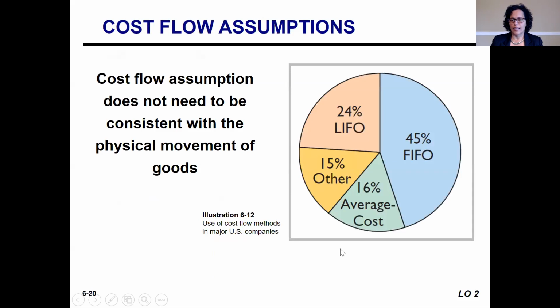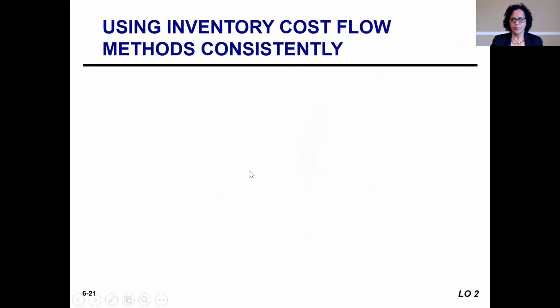Okay, so if you look at a recent survey, 45% of the companies in the US use FIFO, 24% use LIFO. It may not really be the reality of what happens, but there's a reason why they're using LIFO. 16% use average cost, and 15% use other methods. Specific identification is one we've looked at. There are a few other methods, but not as popular, so we don't go over those for now. But again, FIFO is the most popular method, as it should be.